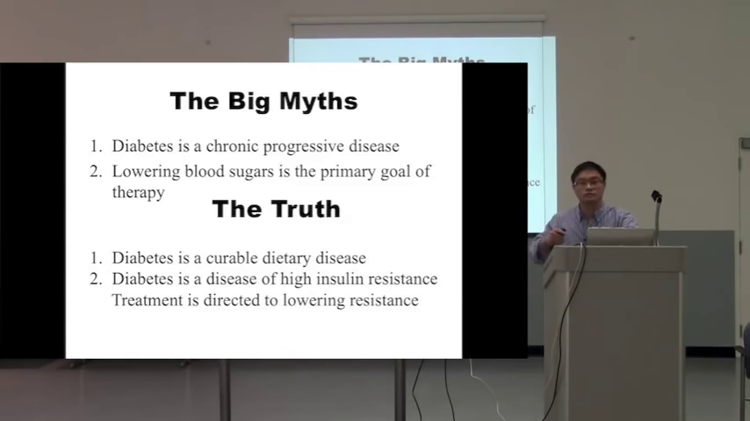So we focus almost exclusively on how we're going to lower this blood sugar, right? So if you need to take 200 units of insulin a day to keep your blood sugars down, well then by God, that's what you're going to do, because that's what you need to get better. But the truth is that that's not the actual disease. The disease is about high insulin resistance. So the therapy really has to be directed at insulin resistance and not the blood sugar. That was only the symptom.